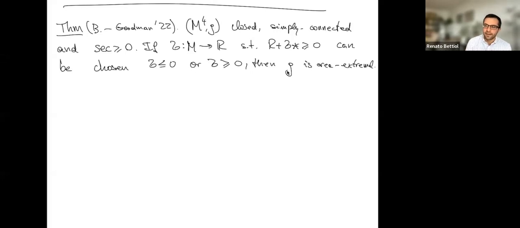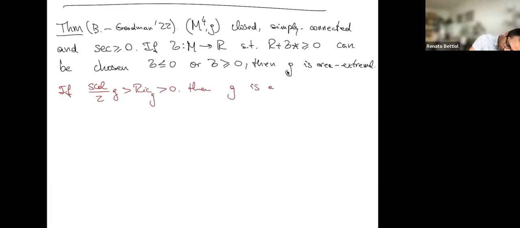Okay. And there's a rigidity statement as well, which looks the same as the Semmelmann one. If you have this kind of pinching, scalar over 2, bigger than Ricci, bigger than 0, then the metric is area rigid. So to recall, being area-extremal means you can't increase the scalar curvatures unless you shrink some areas. Area rigid means you can't do that even with a different metric. The metrics have to be the same. Not just the scalar curvatures have to agree, the metrics have to agree.